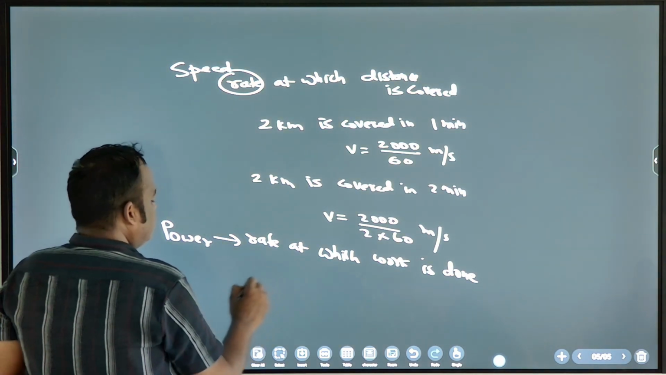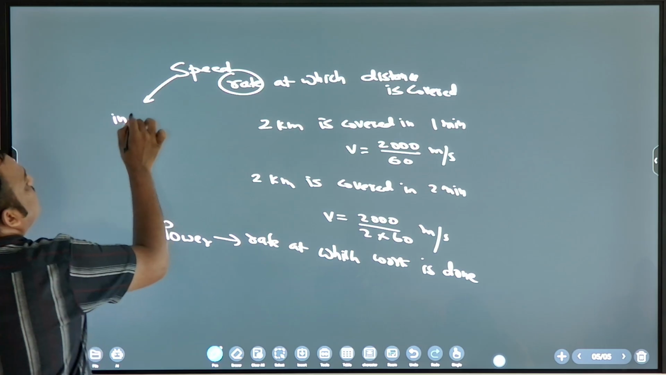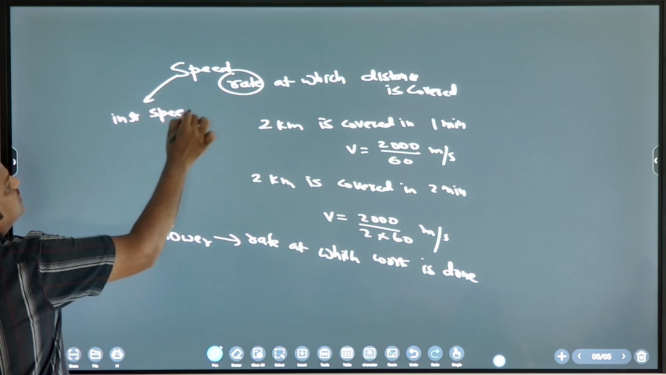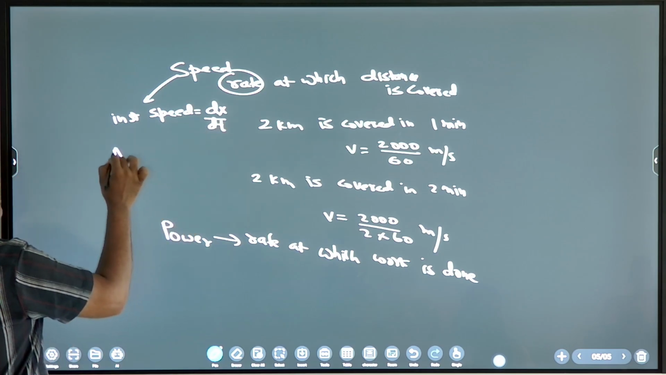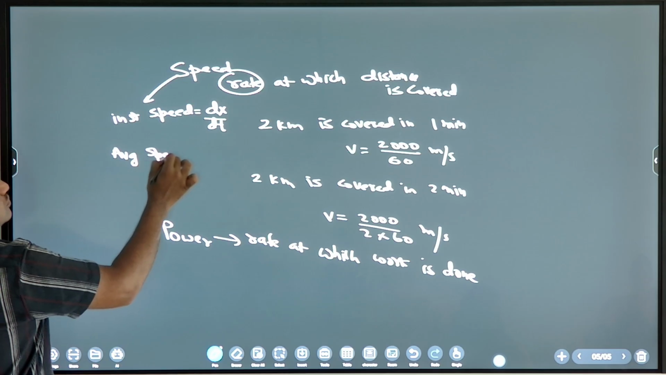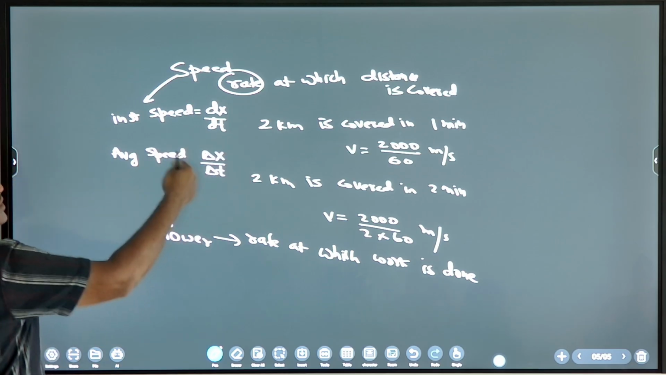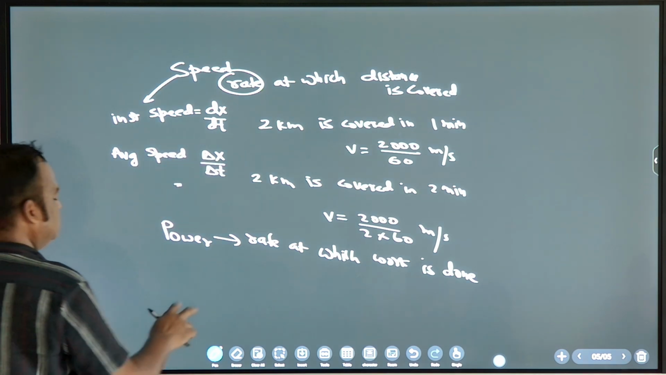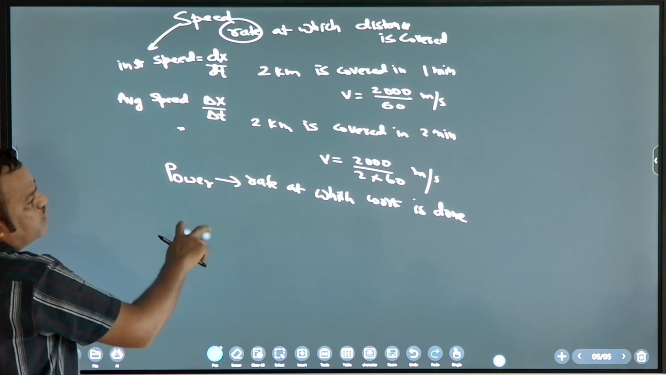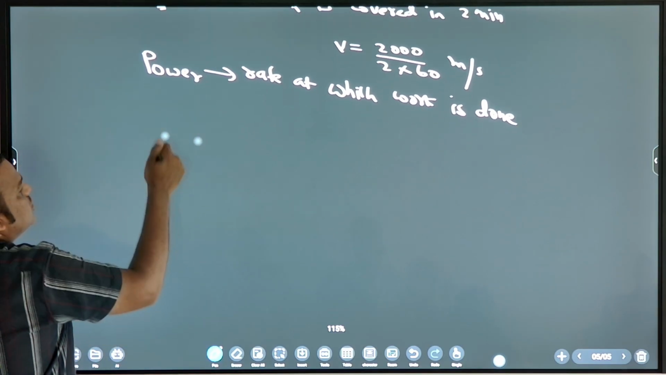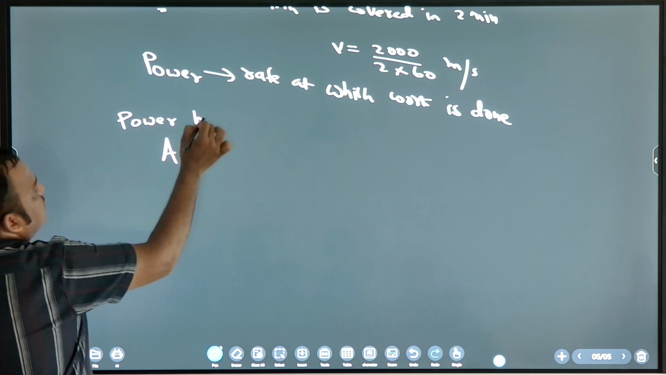Now we have two types of power, like speed also has two types. Instantaneous speed: what is the formula? dx by dt. Very good. And what is the formula for average speed? Delta x by delta t, total distance by total time. I'm not revising this, we have done it. So power also has two types. Note down, two types of power.